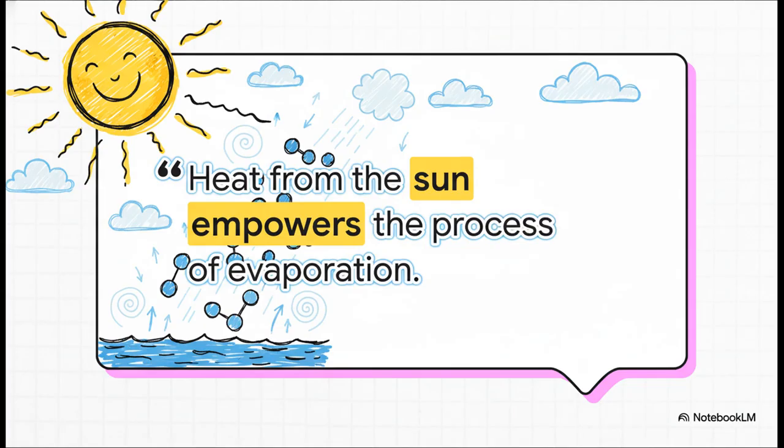And there it is, the main power source in action. The sun's energy gives those water molecules right at the surface just enough of a kick to break free from their buddies and escape into the air as a gas. That is exactly what happened to our rain puddle.